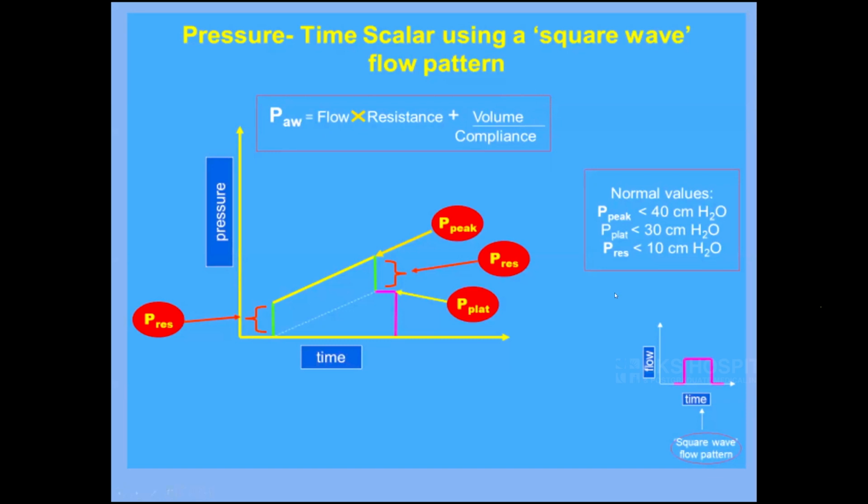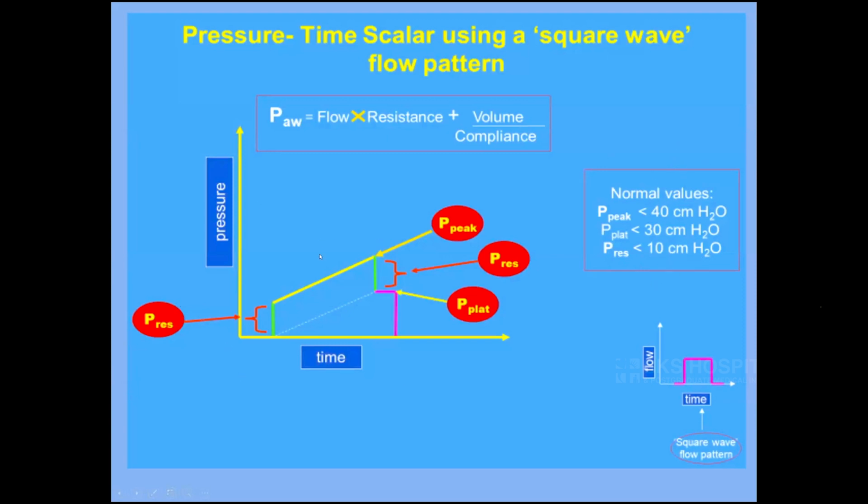So these are the normal values depicted here, where one would aim to keep the peak airway pressures to less than 40 centimeters of water. And in ARDS, if you keep the plateau pressure less than 30, then there is even a mortality benefit. And the respiratory airway pressure to be less than 10 centimeters of water. These are some of the values to go by.